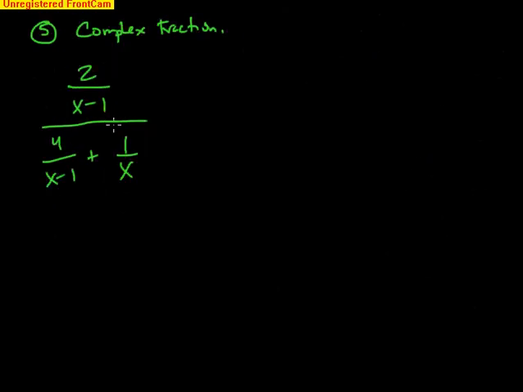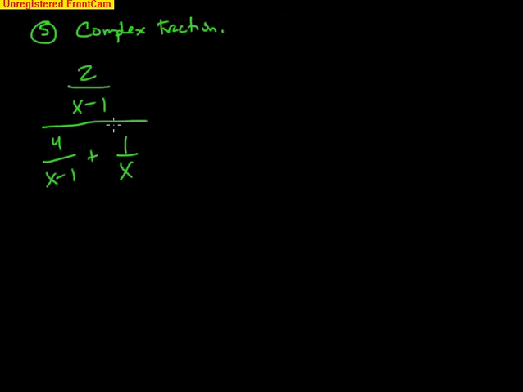Okay, so this next one is one of those complex fraction ones. We have to simplify the complex fraction. So notice a complex fraction is when you have fractions within fractions, or fractions containing fractions. So we have the numerator is a fraction itself, 2 over x minus 1. And the bottom of this big fraction is a sum of 2 fractions, 4 over x minus 1 plus 1 over x. Well, let's see what we can do to simplify this.